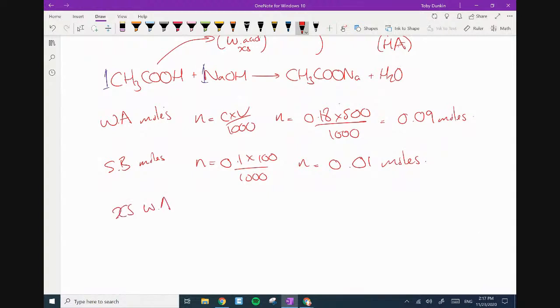Excess weak acid. I'm not trying to do it with pace. So I'm going to go 0.09 minus 0.01 equals 0.08. Now I can highlight: this one is going to become my base. There's my salt. This one's going to be the leftover. That's moles though, so I have to be careful. It's nice to mention that that's moles.